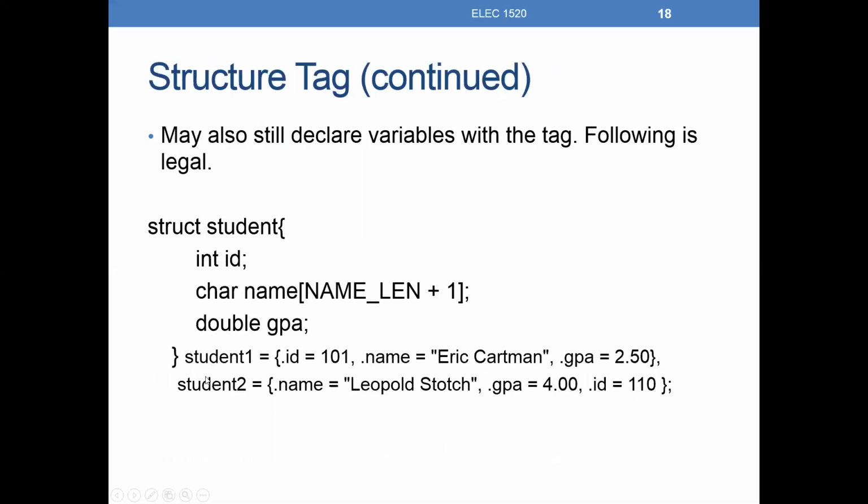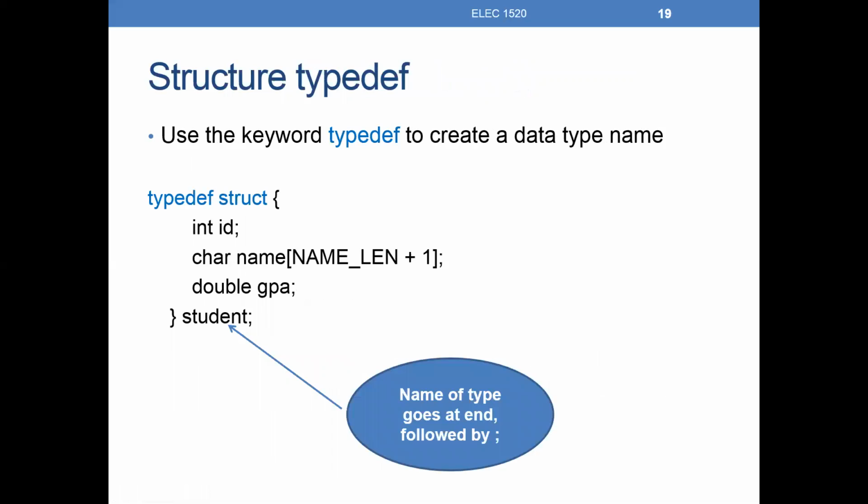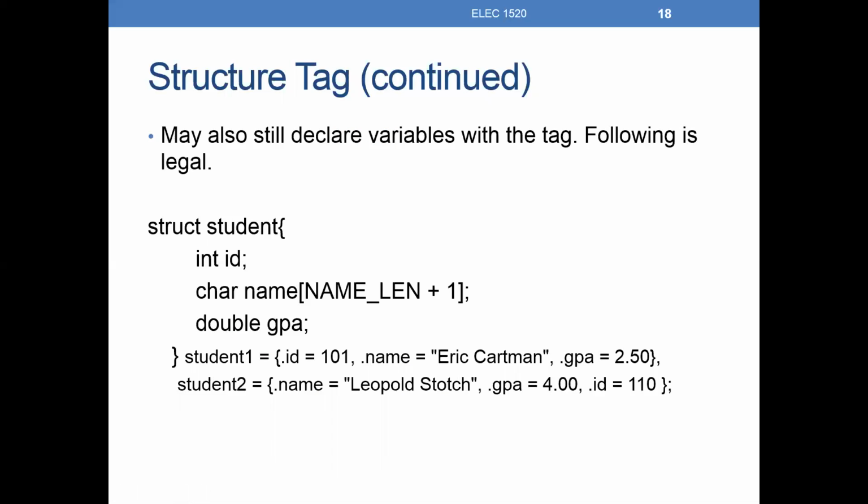Not a problem. So this is the only thing right here, this tag name looks different from what we did in the previous example. But it just allows us later to create student 3, student 4, as many as we want without rewriting this whole structure. Right. So actually then let's go ahead and take a look at an example with a tag before we go into the Typedef method.